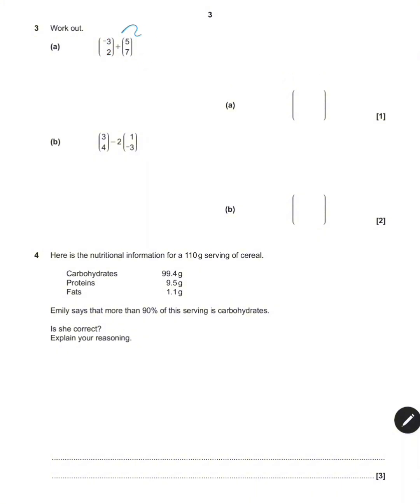Question 3, we've got some vectors to add together. Well, that's as simple as just adding the tops and adding the bottoms. So we're going to do negative 3 add 5, start at negative 3 and go up by 5. You will finish at 2.